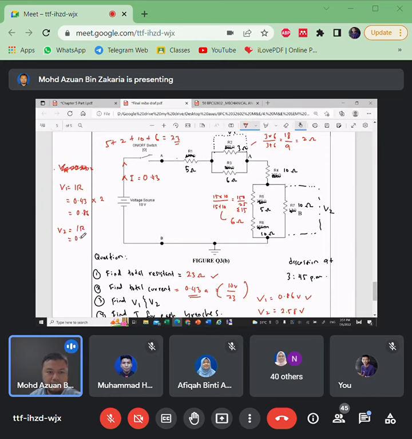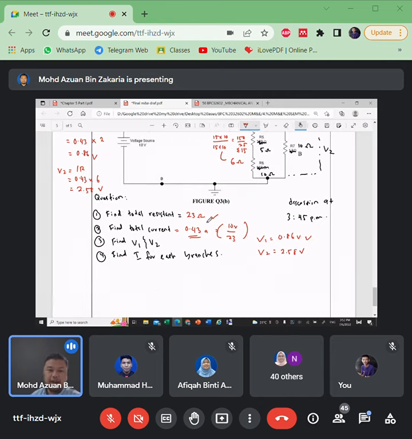And then V2 is similarly IR. I is 0.43. Meanwhile, R total resistance here is 6. So we can get 2.58 volts, almost. So this is correct.